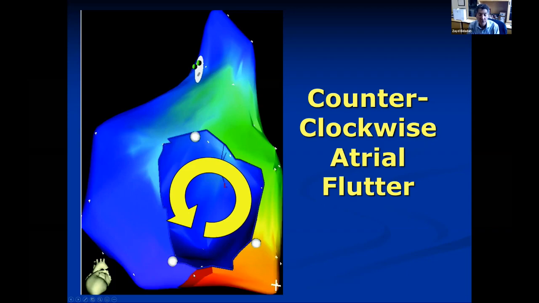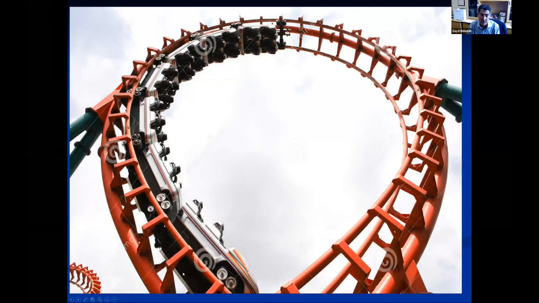So what does this show? This shows electrical activity spinning around the tricuspid valve, much like a roller coaster spins around and around and around one of these loops. That's electrical activity. That's what atrial flutter is. It's electrical motion spinning around and around. That's what it looks like when you look at the electrograms inside the heart.